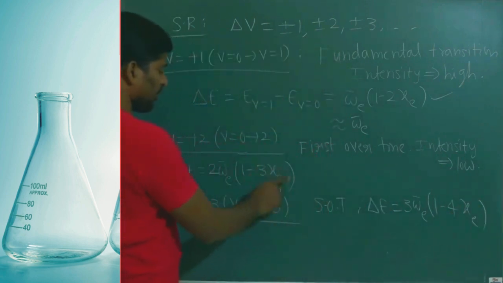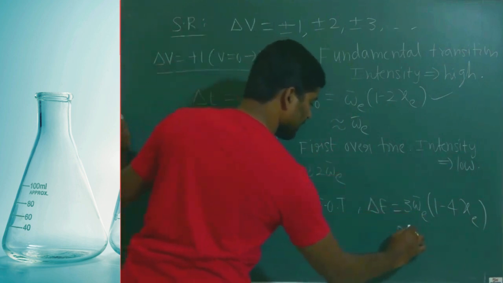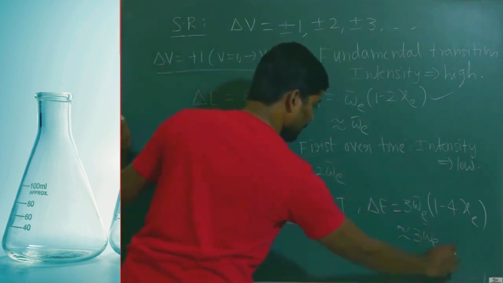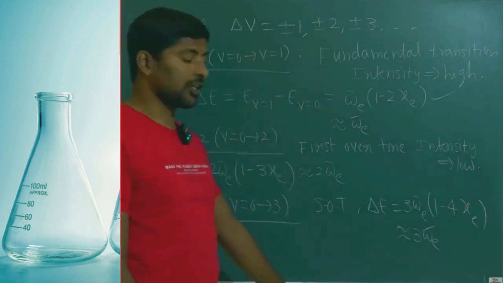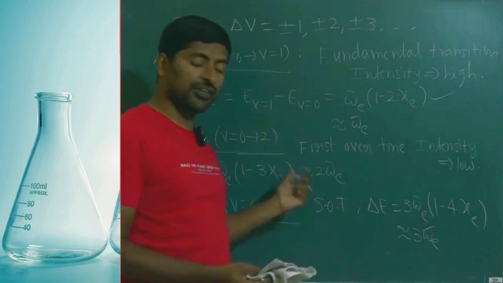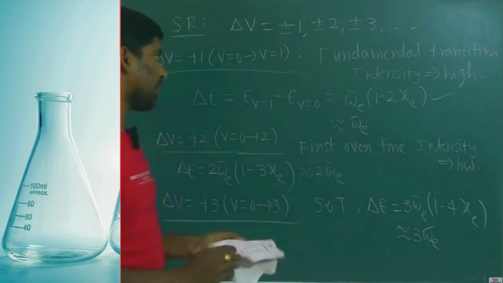XE value is small, so almost we will get 2 omega bar E for the first overtone, and almost 3 omega bar E for the second overtone. So, we will get 3 signals corresponding to the fundamental transition, first overtone and second overtone at nearly omega bar E, 2 omega bar E and 3 omega bar E.